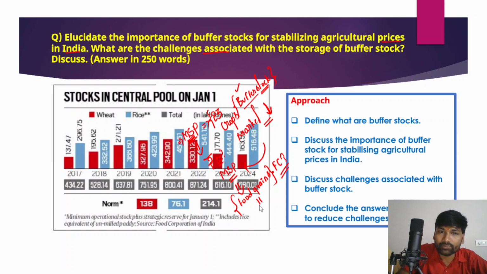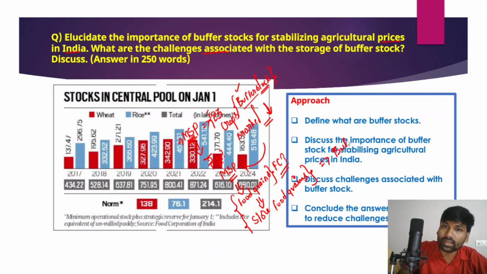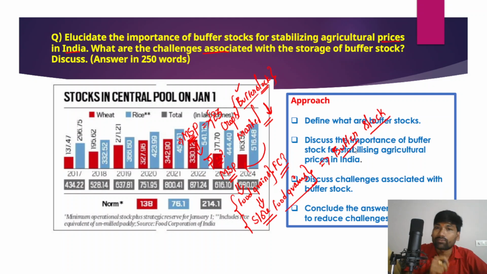Now what the government will do with these food grains? Government will store these food grains, right? And the stock of these stored food grains is known as the buffer stock. So the stock of the stored food grains is known as the buffer stock. So I hope you have understood.